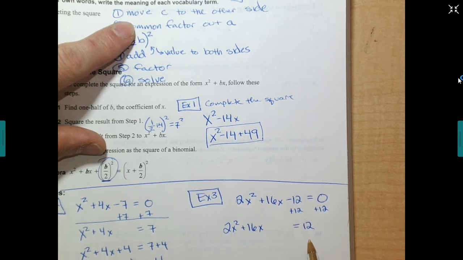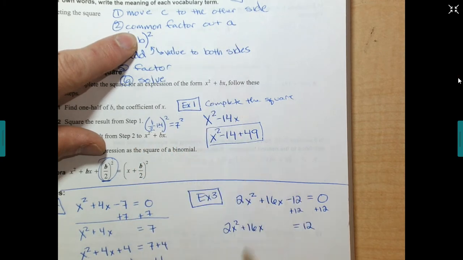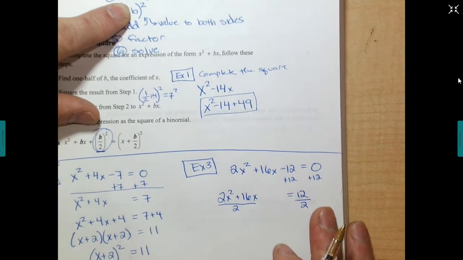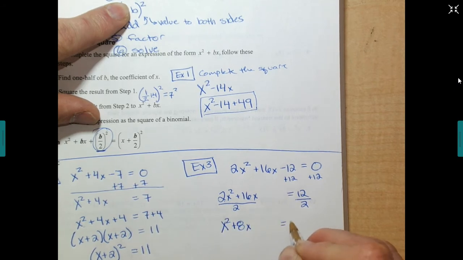All right, I move c to the other side. Step 2, common factor out a. Now, if I divide both sides by the exact same thing, I'm not changing the value of anything. So that's pretty cool because they're all divisible by 2. So if I divide this side by 2 and I divide this side by 2, I have not changed the value of my equation. So I now get x squared plus 8x equals 6.